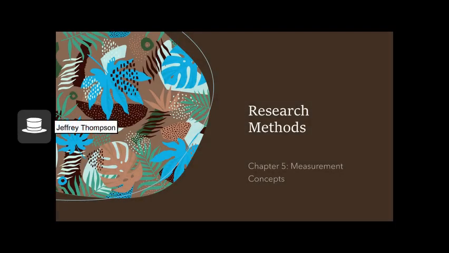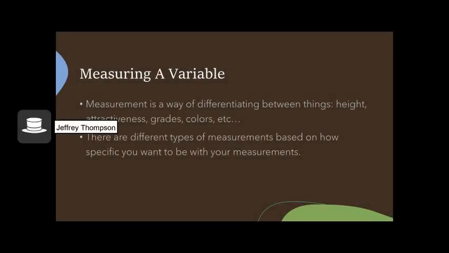So, continuing from where we left off in chapter 4, we're going to talk about measurement concepts. So, how you choose to measure the variables in your study and the issues that can arise when you try to measure things. So, one thing that you probably don't think about a lot is how different things are measured.